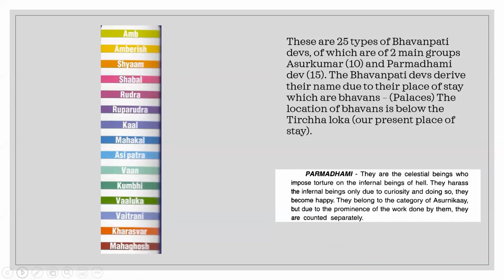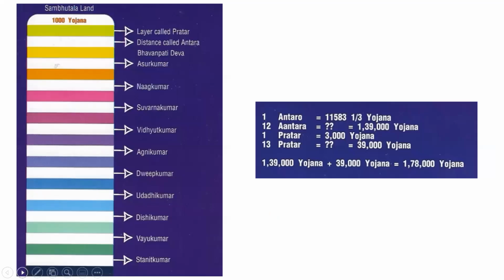So we know that all these Parmadhami Devtas live in the first Narkavas, that is Ratnaprabha Bhumi. And we know that the first Ratnaprabha Narak is 180,000 yojans, and is divided into 12 sections. So 12 sections are 12 antras, and between the antras, there are layers known as pratars. So each antra is around 11,583 yojans, and each pratar is 3,000 yojans.